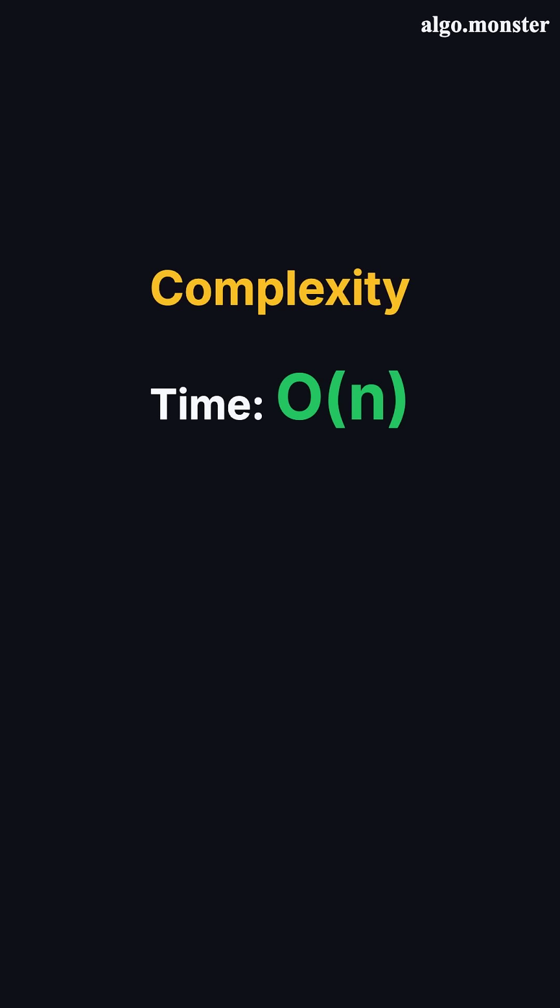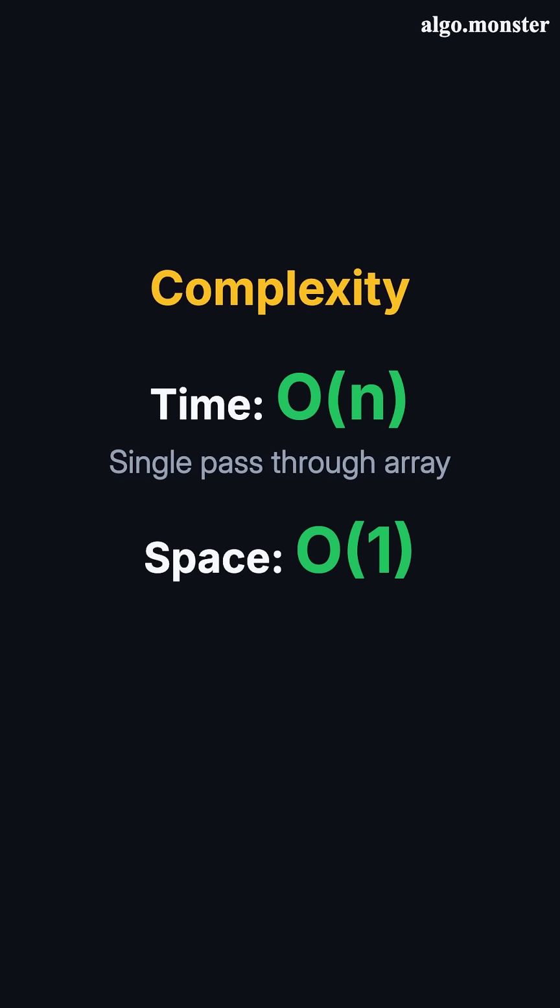Time complexity is O(n). We scan the array once. Space complexity is O(1). We only store 2 variables, the candidate and the count.